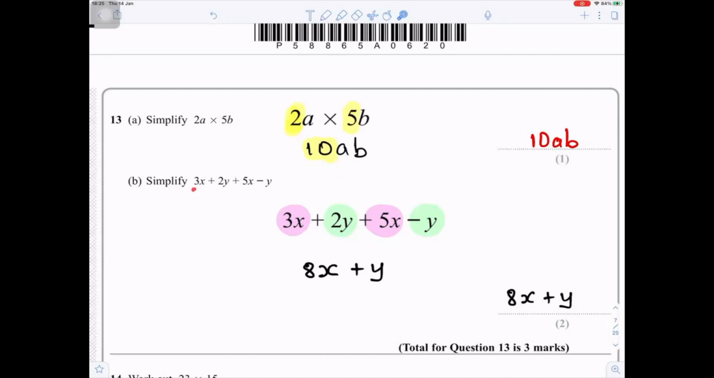Simplify 3x plus 2y plus 5x minus y. I've highlighted, we collect the like terms. So I've highlighted the like terms. 3x plus 5x is 8x. And 2y minus 1y. They don't put the 1, but there's a 1. The 1y is equal to y. So your answer is 8x plus y.